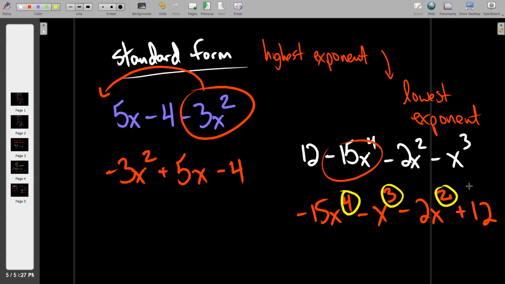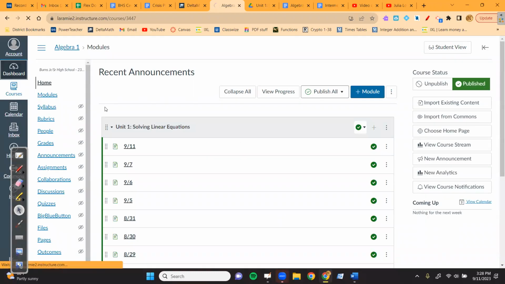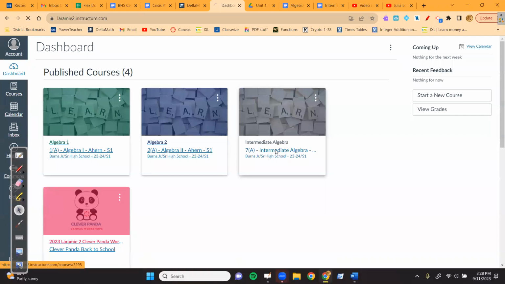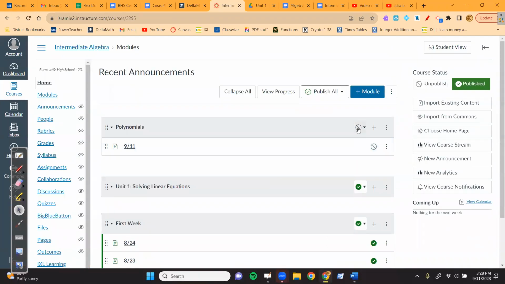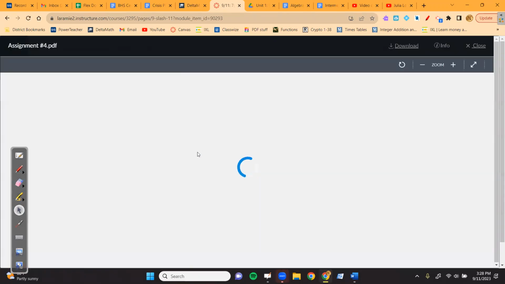So again, the job is to write in standard form and then classify by degree and number of terms. And your assignment is on Canvas. I don't think I've actually published it yet. Let me stop this recording. Actually, let me keep the recording going so we can do a couple of problems together. Let's see, show desktop. Go to Canvas, dashboard, intermediate, 9/11, it's not published, module and all items. So if you go to Canvas now, you'll find the assignment there. Assignment number 4, PDF.